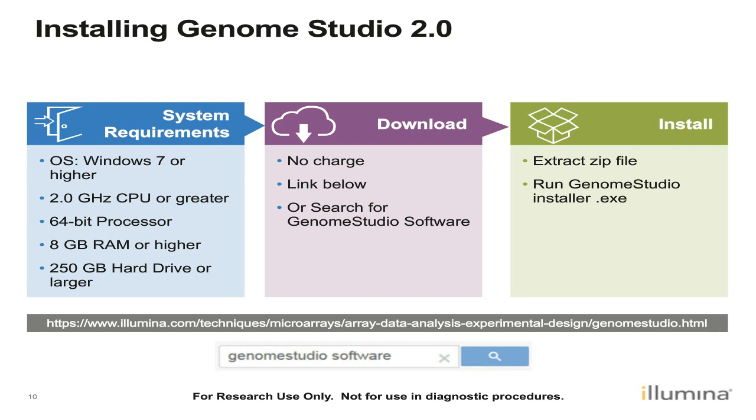This software is available at no charge from the Illumina website, and there's a link below, or you can just search the Illumina website for GenomeStudio software. Once you download it, you can install the software. You simply extract the zip file, and then you run the GenomeStudio installer.exe. One thing I would like to note is to make sure you select the default file paths so that the software knows where to write the files.